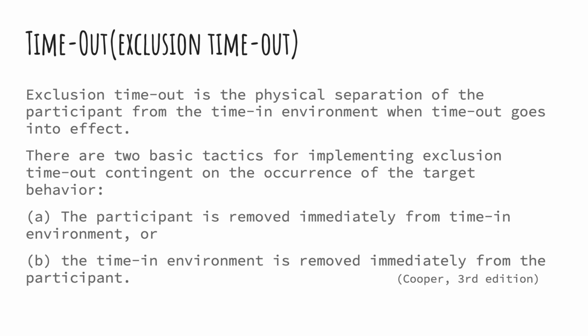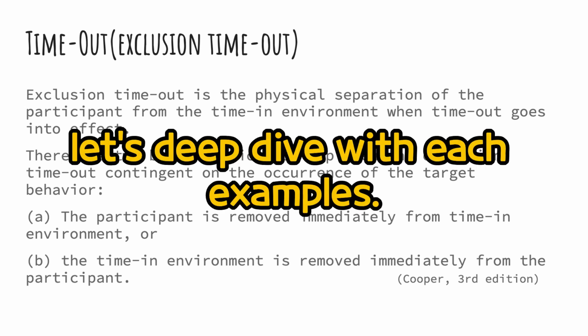When timeout goes into effect, there are two basic tactics for implementing exclusion timeout contingent on the occurrence of the target behavior. A, the participant is removed immediately from the timing environment, or B, the timing environment is removed immediately from the participant. Let's deep dive with each example.